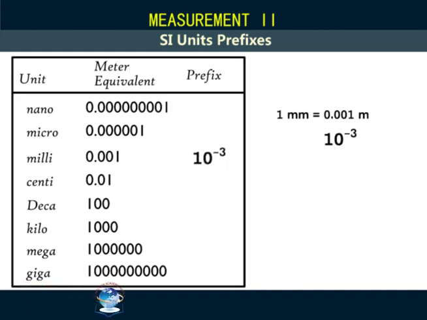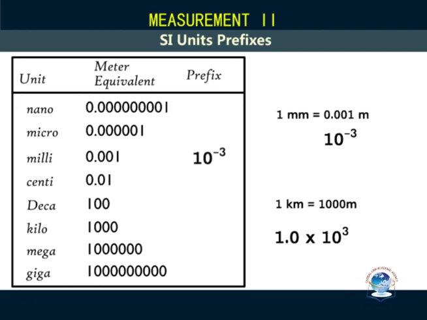Take kilometer. It says 1 kilometer is equal to 1,000 meters. We can write 1,000 in standard form as 1.0 times 10 raised to power 3. Omitting this 1.0, we have 10 raised to power 3 meters. If we do the same for all the other multiples and submultiples, we have a table like this one.